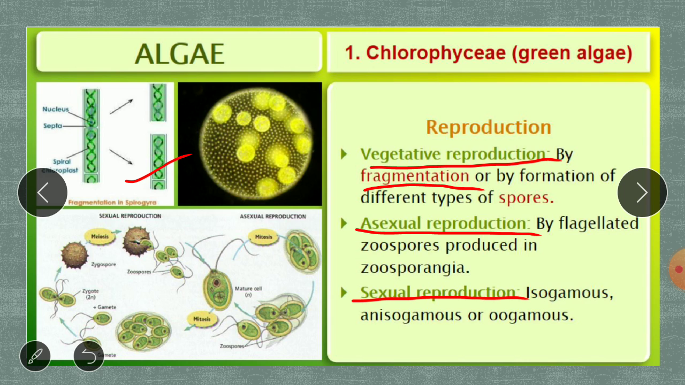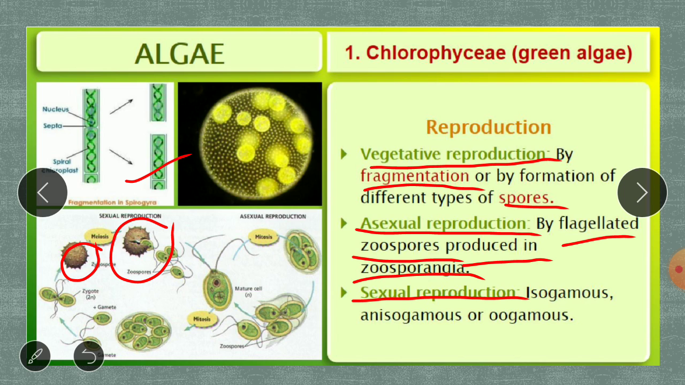Apart from fragmentation, it can also produce some type of spores which help in vegetative reproduction. Then asexual reproduction is by production of flagellated zoospores, which are produced in structures known as the zoosporangia. Here you can see many zoospores being released. These zoospores can grow into a new organism which can again produce many zoospores. So this is asexual reproduction.